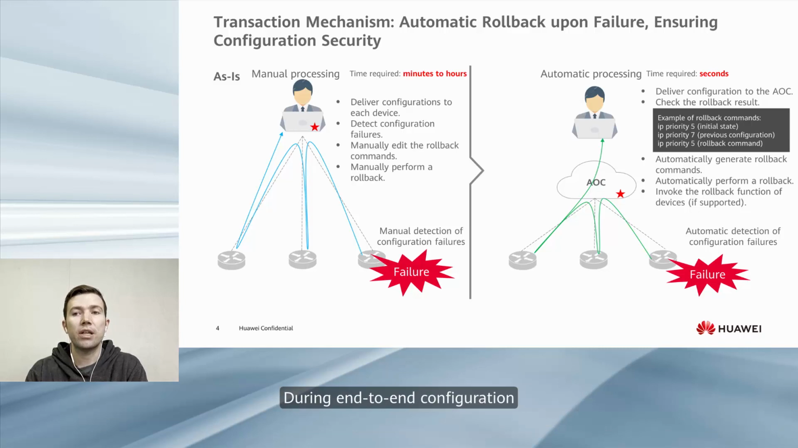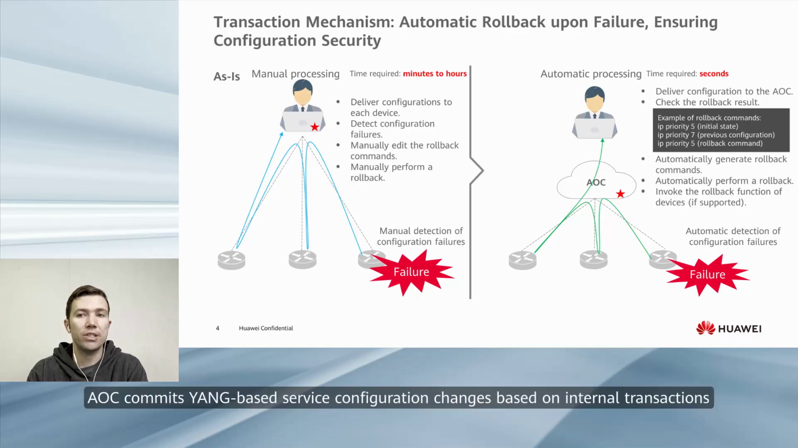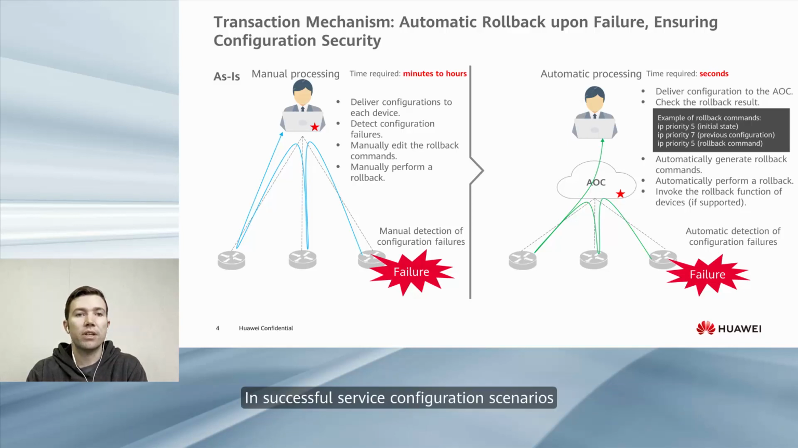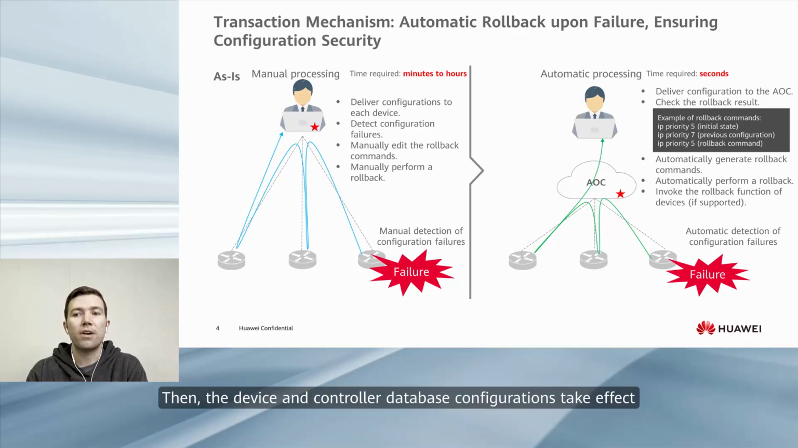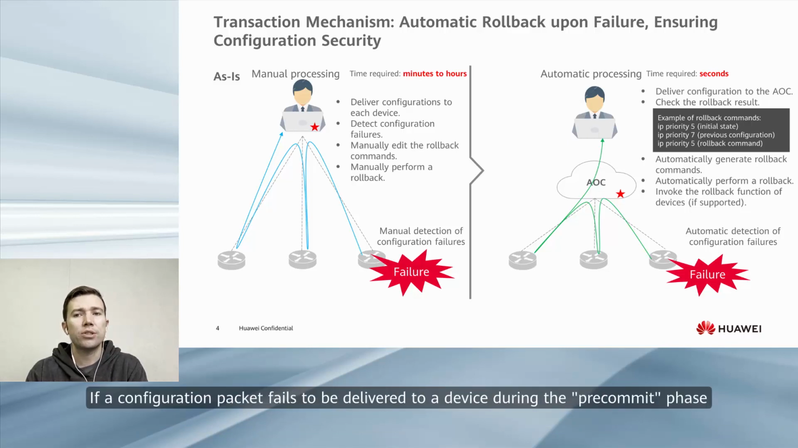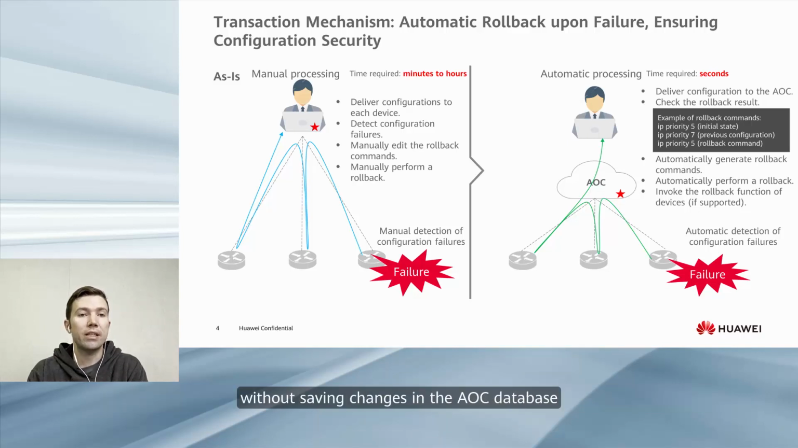During end-to-end configuration, AOC commits Yang-based service configuration changes based on internal transactions. Internal transactions involve the run, pre-commit, commit, and rollback phases. In successful service configuration scenarios, each configuration on each device goes through the run, pre-commit, and commit phases in turn. Then the device and controller database configurations take effect. If a configuration packet fails to be delivered to a device during the pre-commit phase, AOC automatically performs rollback to restore device configurations to its initial state without saving changes in the AOC database.